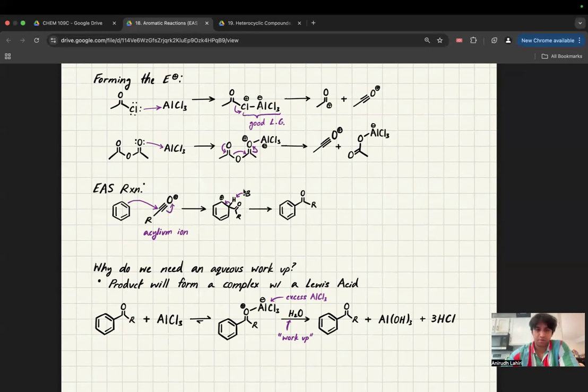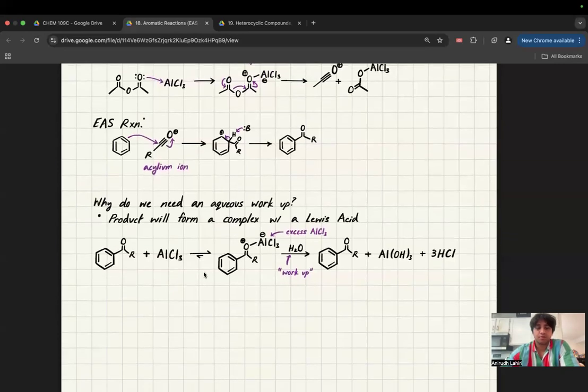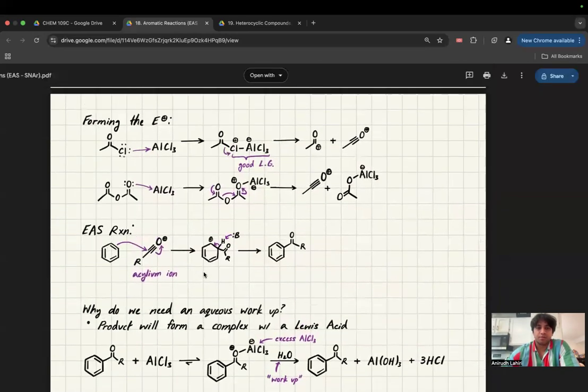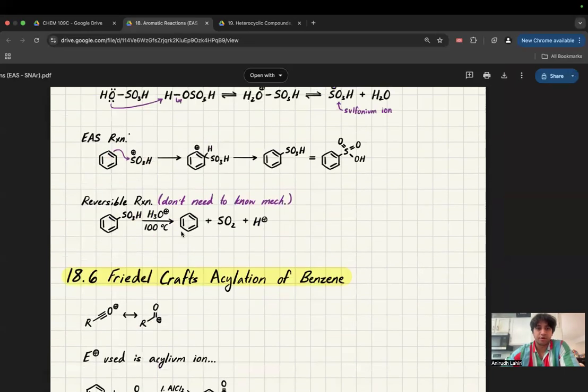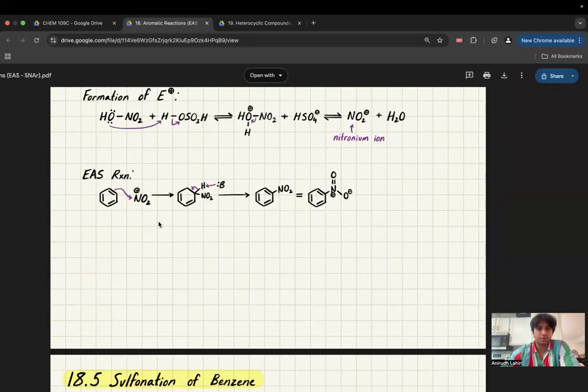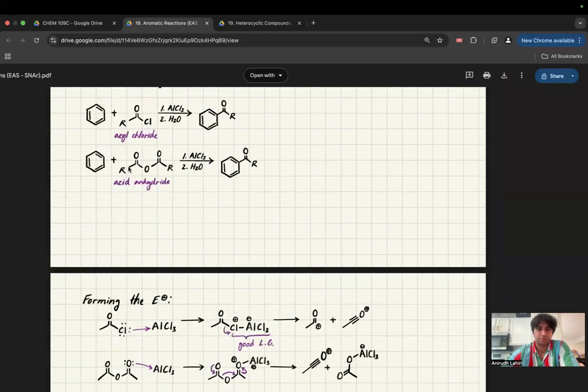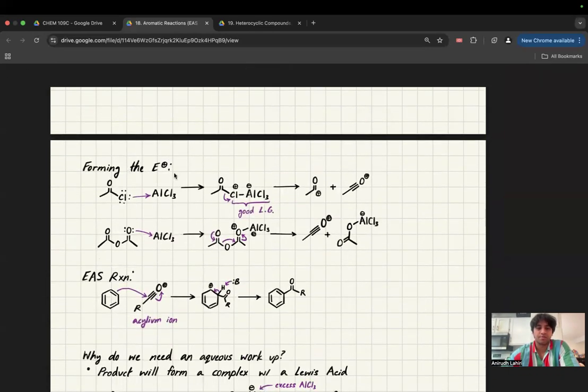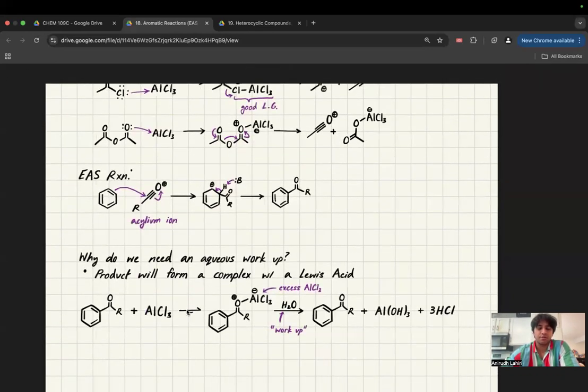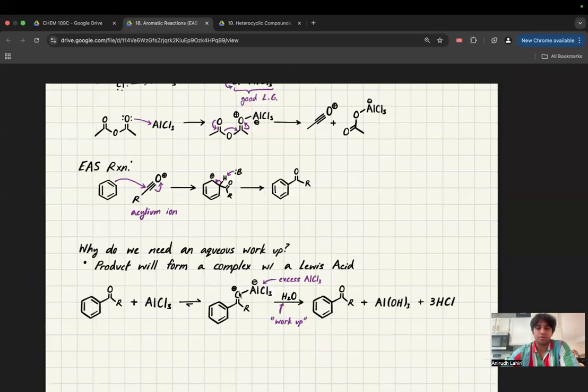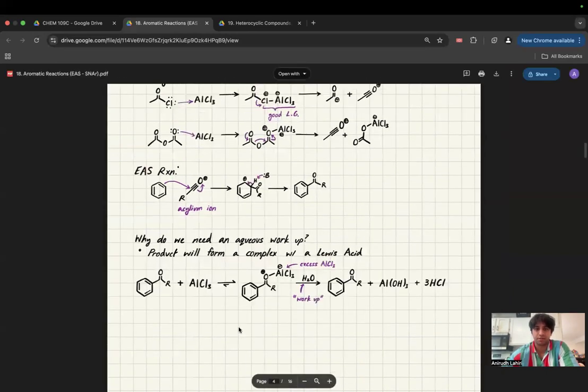So this is the slow step, deprotonation, fast step. All right. So the reason why we need an aqueous workup step, the reason why we see H2O, H2O, is because of the fact that AlCl3 will actually complex with the O if we have excess AlCl3. So to remove the AlCl3, we need H2O. So just one of the practical considerations of what's going on in this reaction, like what we have to do in real life.